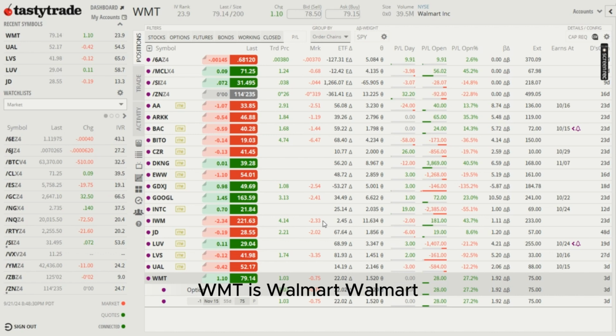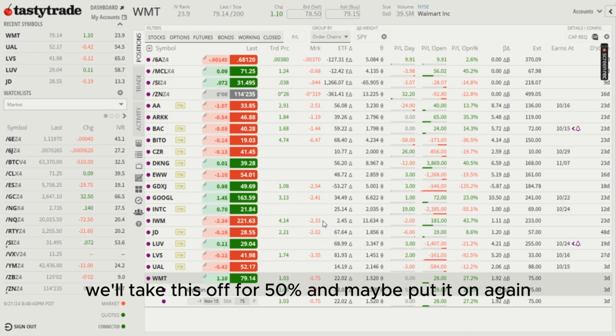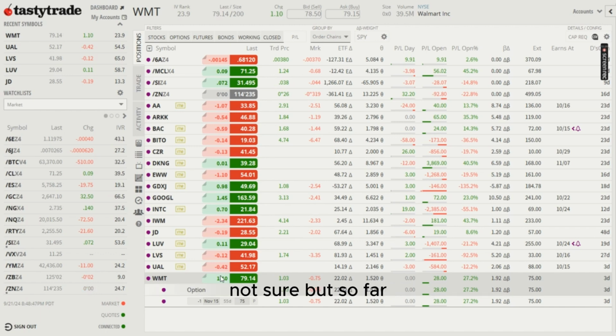WMT is Walmart. I actually sold a naked put in Walmart earlier this week. The trade is working. Walmart's been moving up. It's been doing what it has to do. Hopefully we'll take this off for 50% and maybe put it on again. Not sure, but so far so good.